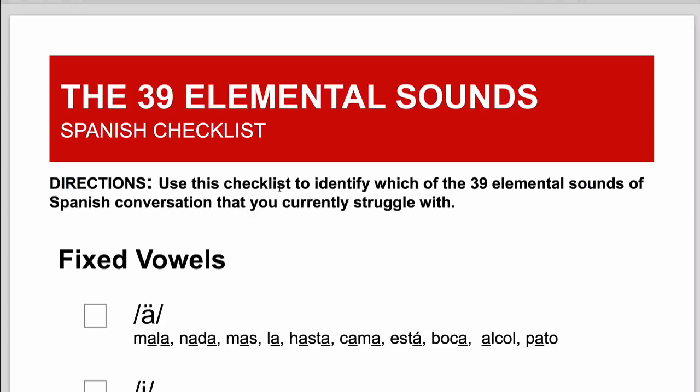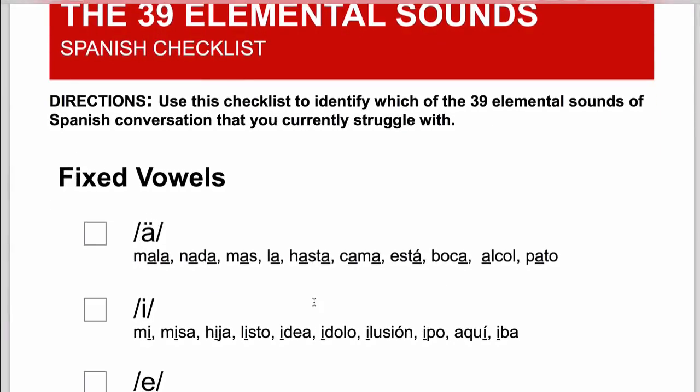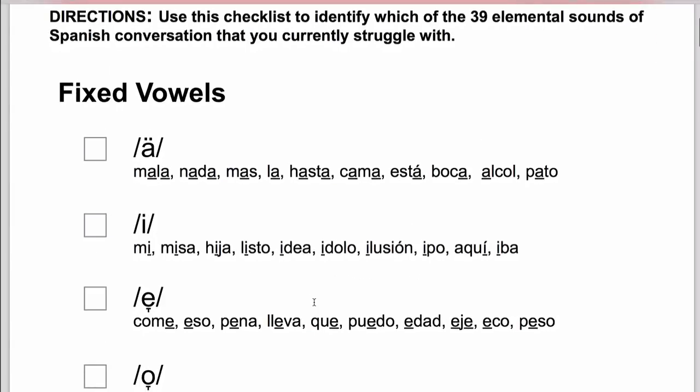In this video, I'm just going to do a quick recap of these 39 sounds. If you want an in-depth analysis of each sound, how to hear it, how to pronounce it, how to master it, then I strongly recommend you sign up for our masterclass where I go over in detail each of these sounds. But for now, I'm just going to quickly run through them to give you a general feel of what's going on in the Spanish language.